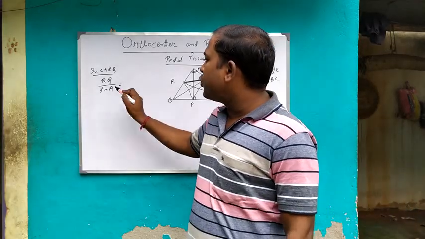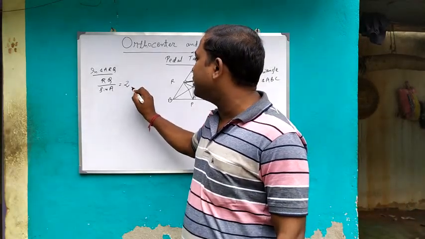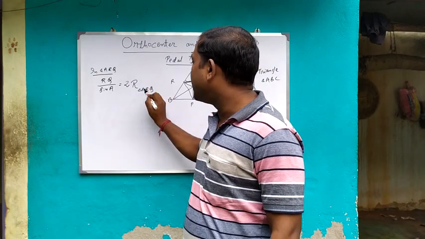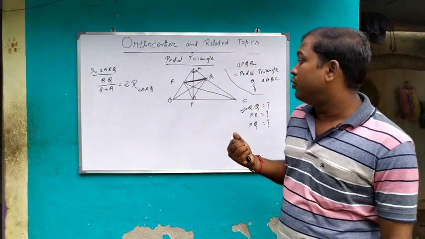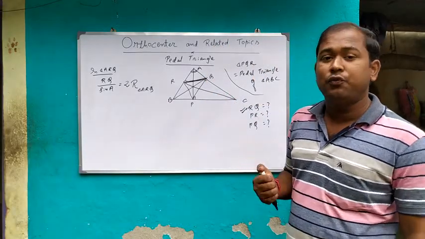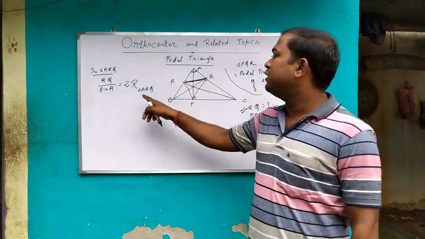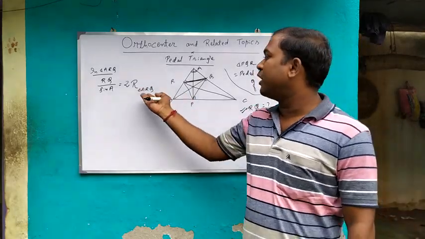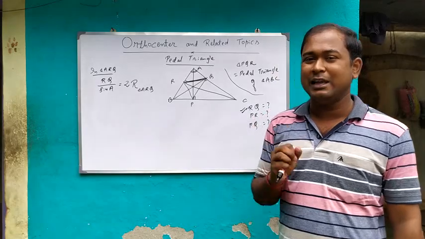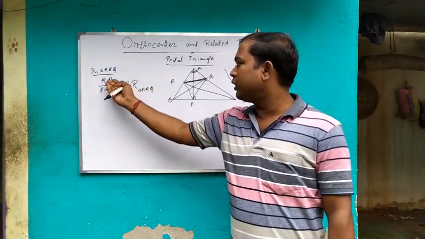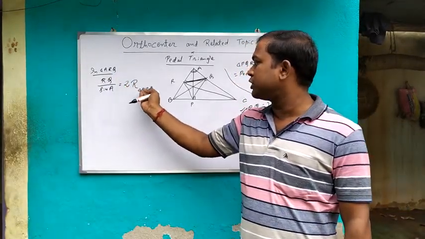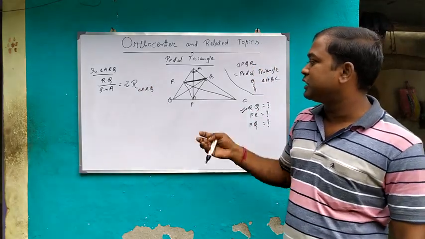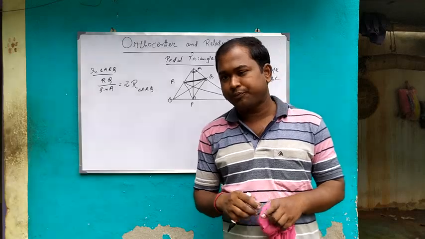So RQ upon sine A is equal to 2 times the circumradius of triangle ARQ, by sine law, right? So what we will try to find first of all is the circumradius of triangle ARQ. If we can find the circumradius of triangle ARQ, we can clearly equate RQ equal to 2 times the circumradius of triangle ARQ into sine A. So how to find the circumradius of triangle ARQ?